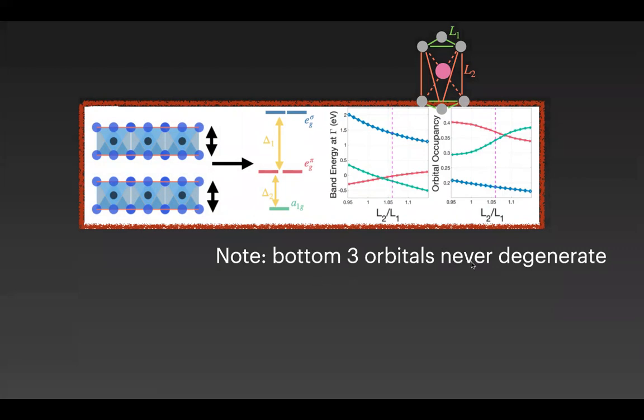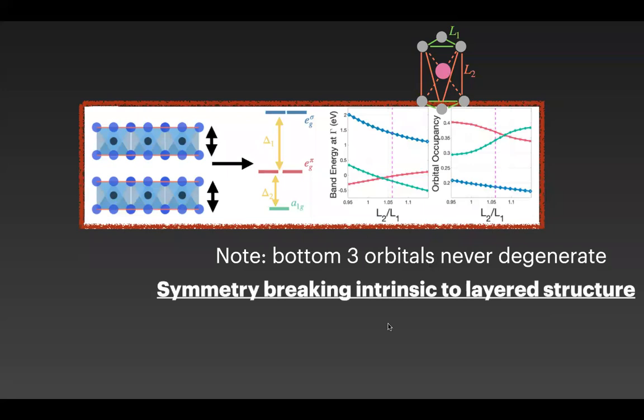We note that they're never degenerate. What I mean by that is the L2 over L1 where these intersect, the energies and the occupancies intersect are different, which is because the symmetry breaking is intrinsic to the layered structure. It is never cubic. You do not have threefold degeneracy of the lower three orbitals.